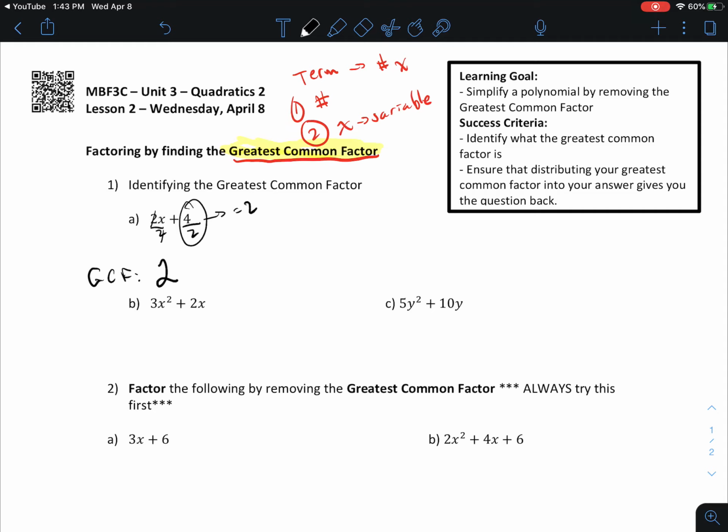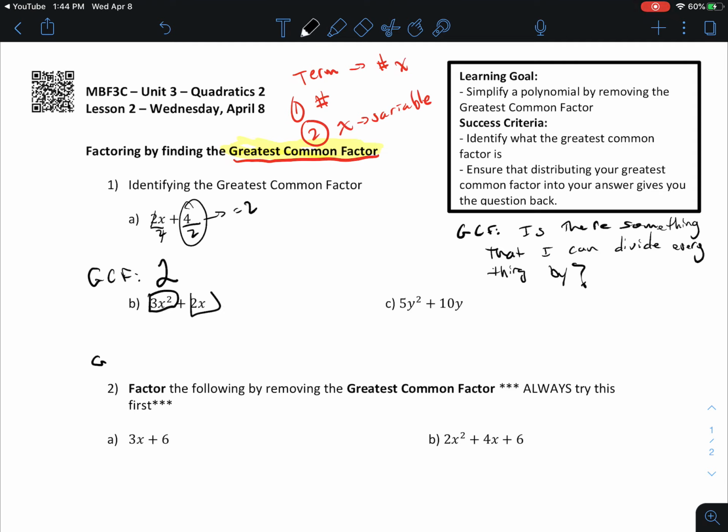Now let's take a look at B, because B is different from A. So GCF, if I wrote this down here, is what you're asking yourself every time you do this: is there something that exists in all of the terms that I can divide them all by?